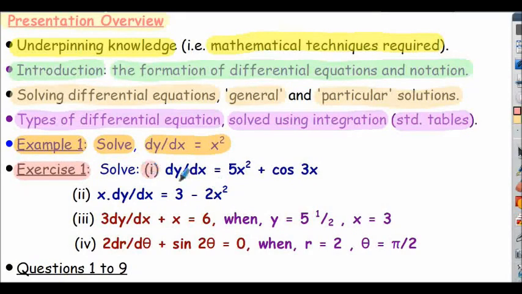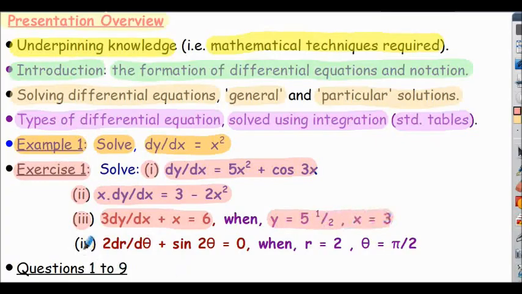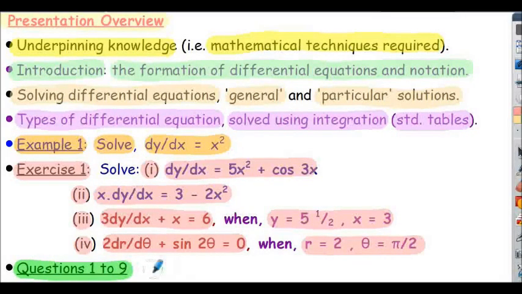The first part, shown here, and the second part, shown here, require general solutions to be determined. And part 3, shown here, has an initial condition stated, as does part 4, shown here. So we need to find the particular solutions. Then questions 1 to 9 are outlined, and the solutions required are essentially based on those of exercise 1.